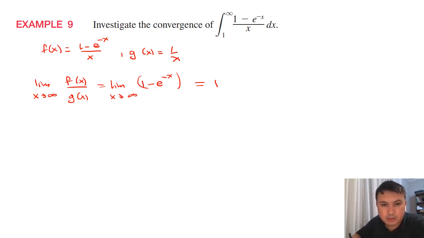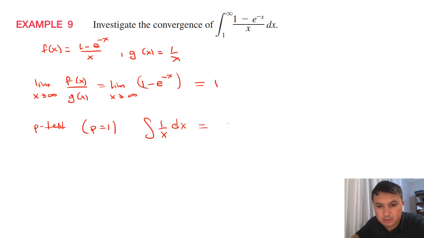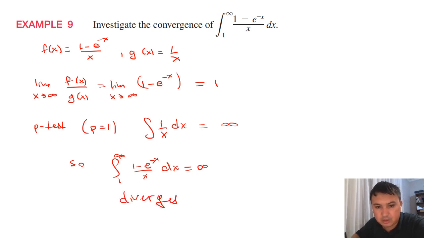So by limit comparison, if one integral converges, the other converges. If one diverges, the other diverges. But by the p-test, because p is equal to 1, this integral blows up, right? It's infinite. So the original integral will also blow up. So it diverges. In other words, we call it divergent. That's it.